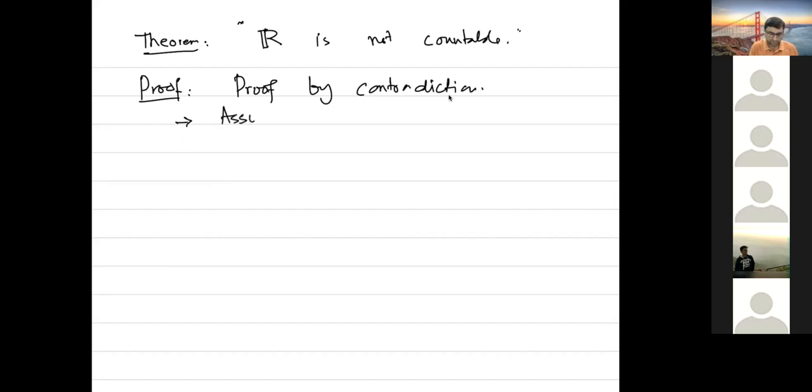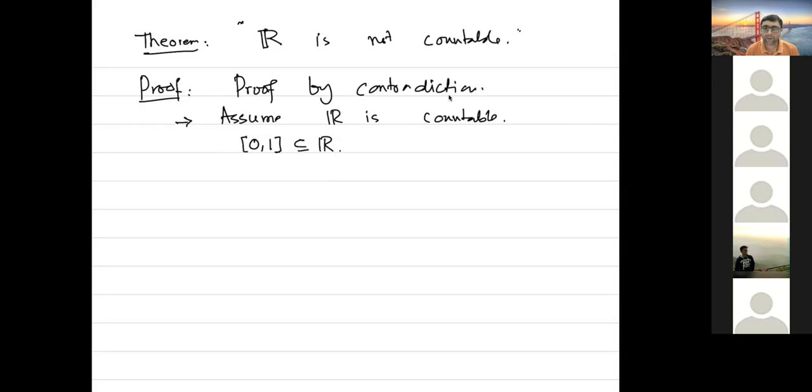So we say assume R is countable. And we will come up with a contradiction which will make us change our assumption to that R is not countable. So if R is countable, then every subset of R must be countable. So [0, 1] is a subset of the set R. Right? So let me rewrite it again very clearly. The set [0, 1] is a subset of set R.